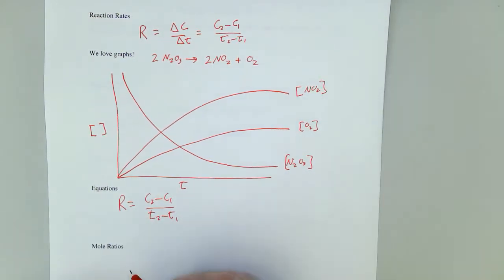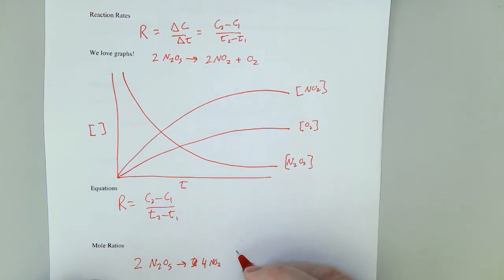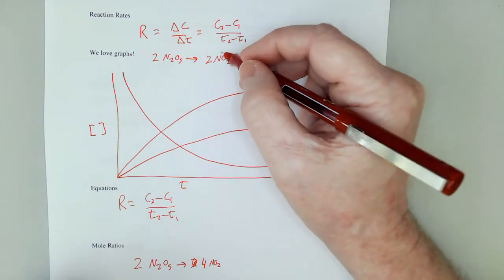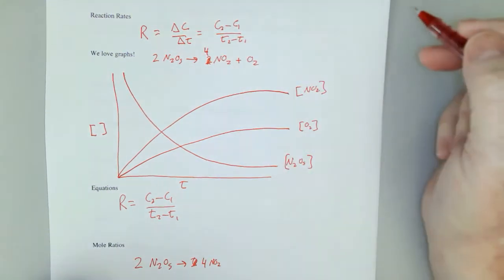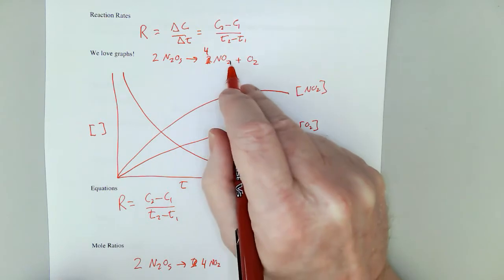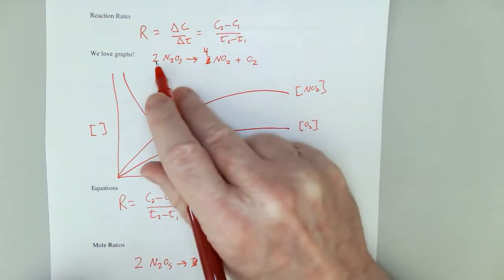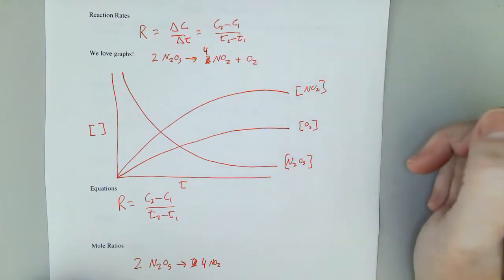Now, there's a mole ratio here. 2 N2O5 gives us 4 NO2. Hold on. I had the wrong thing up here. That's not a 2, that's a 4. I am so sorry about that. 2 times 2 is 4, so 4 nitrogens. 2 times 4 is 8, plus 2 is 10. There we go. I'm so sorry. So this will be 4 times higher than that.